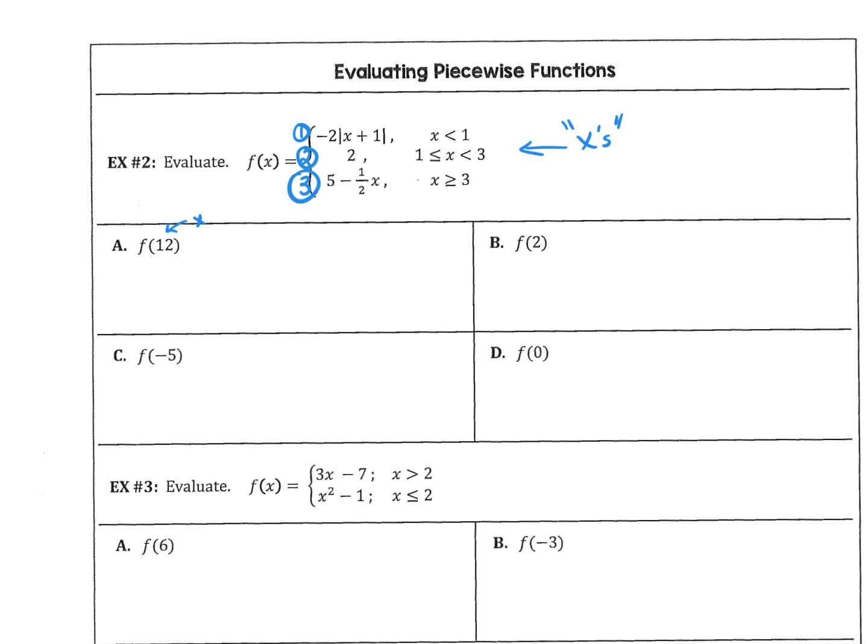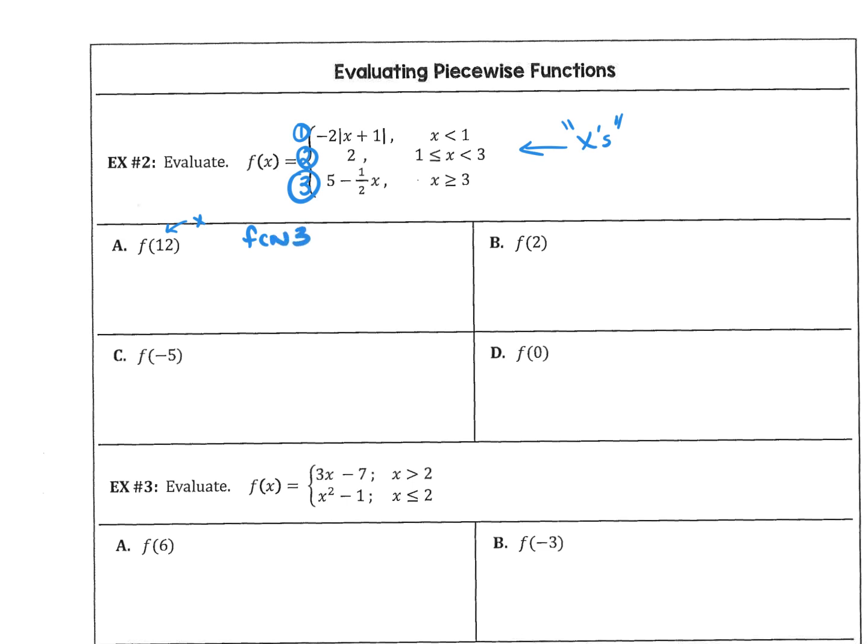How do we tell? We read that inequality. The first inequality says only the x's where x is less than 1. Is 12 less than 1? So it doesn't belong to that one. The next one says where x is between 1 and 3. Nope. What does the last one say? Greater than or equal to 3. So which one are we using? Function 1, function 2, or function 3? So we're using function 3.